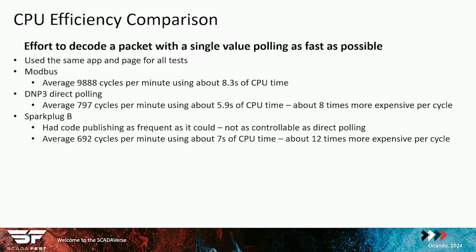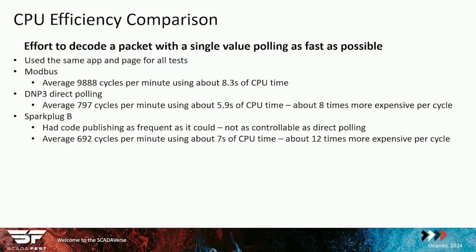So I have a Modbus PLC in the lab, a Delta AS332P, that I was talking to. And I just set a single value, just one register, polling as fast as I can. You can do that in VTScada by setting your scan rate to 0. That just means the moment you're done polling, you're going to do it again and again. I could get roughly 10,000 cycles in a minute. That used about 8 seconds of the CPU during that time.